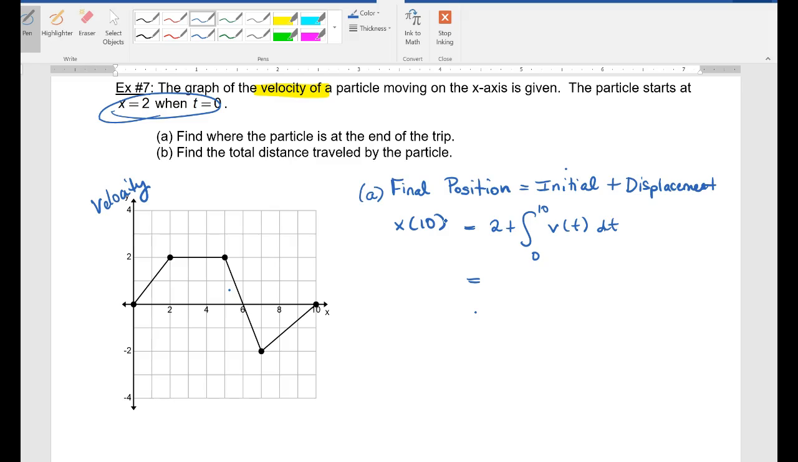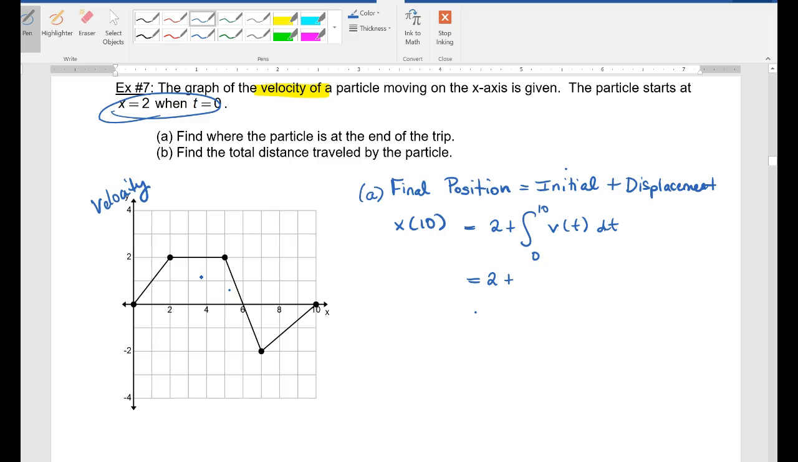Displacement, if I write it out this way, it's the integral from 0 to 10 of v of t dt. Notice I don't have an actual function to integrate this time, so I have to go back to what the integral means. It means the area under the curve. Now, do I count the area that goes below as a negative? Yes, it's important.